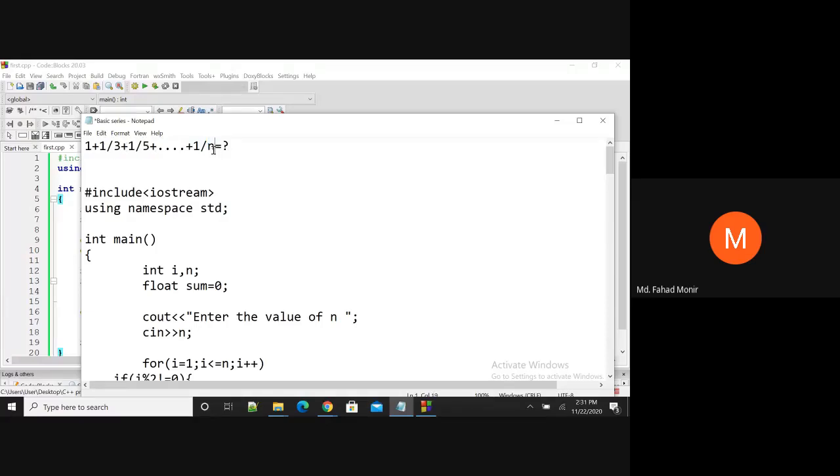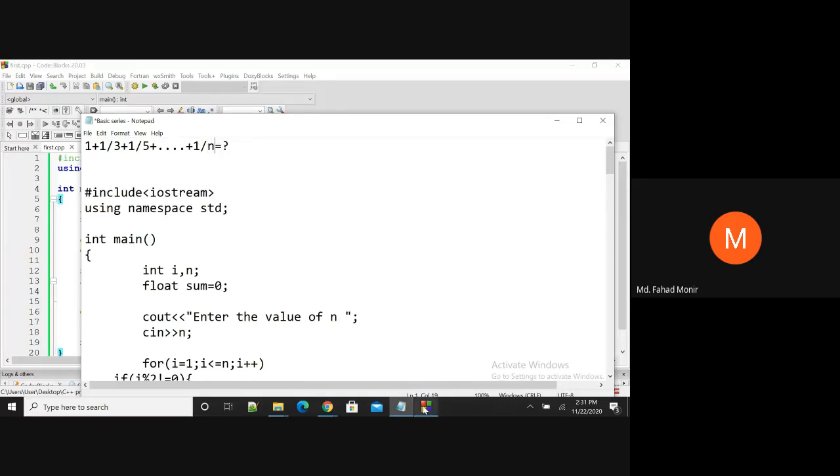If the user input n is 6, then it will calculate till 1 over 5. If the user input n is 9, then it is going to calculate till 1 over 9. If the user input is 16, then it is going to calculate till 1 over 15. That means if it is an even number, then the last value will be n minus 1. If the input n is an odd number, then it will be only n. So that's how it's going to work.